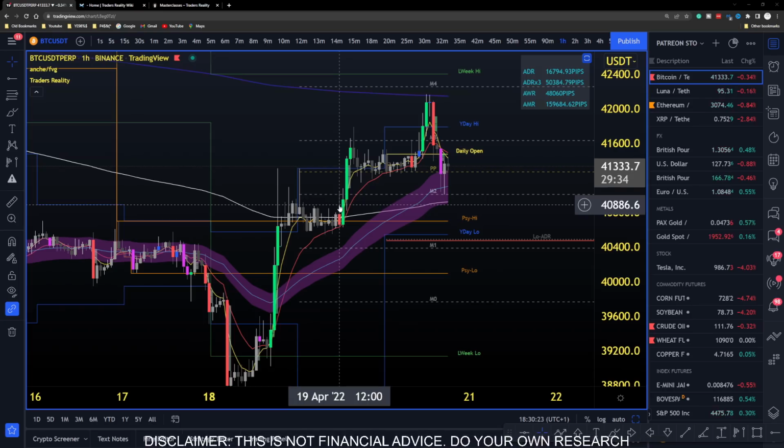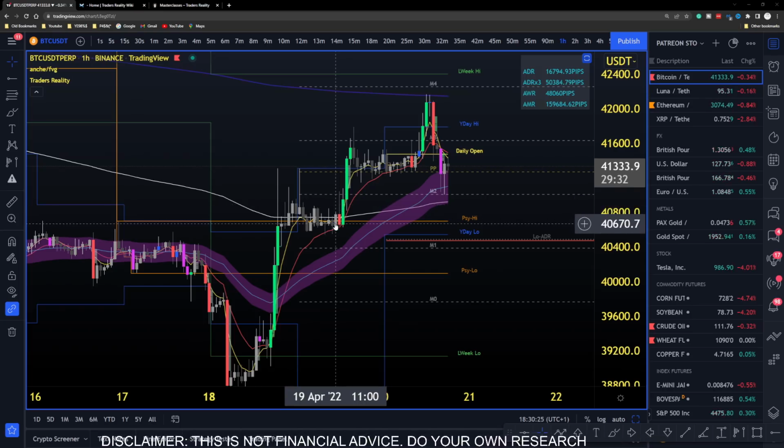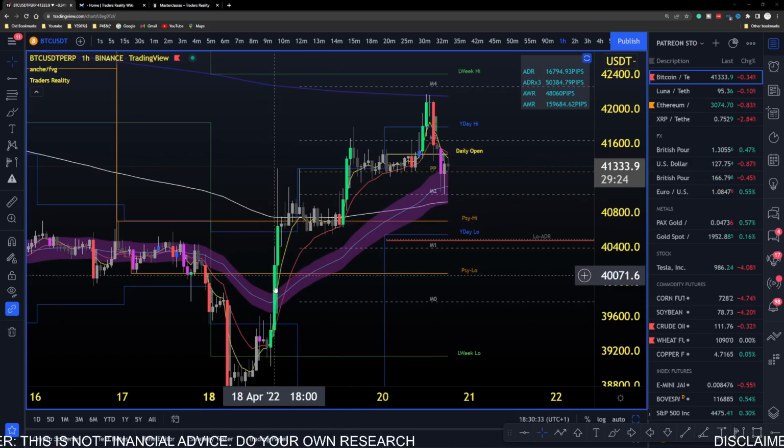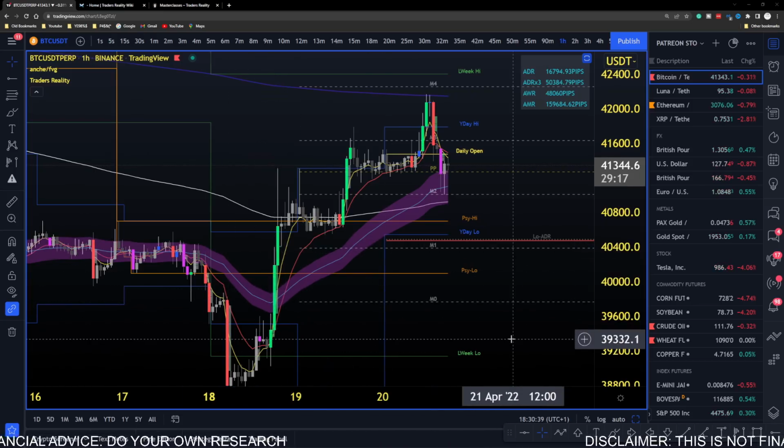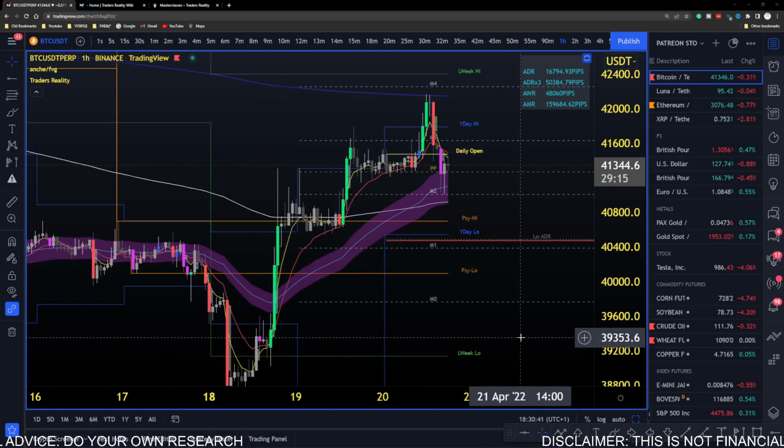Now listen, the vector candles are the biggest clues as to what the market maker is trying to achieve. Why? Because it's only the market maker that can move candles like this. This is liquidity.